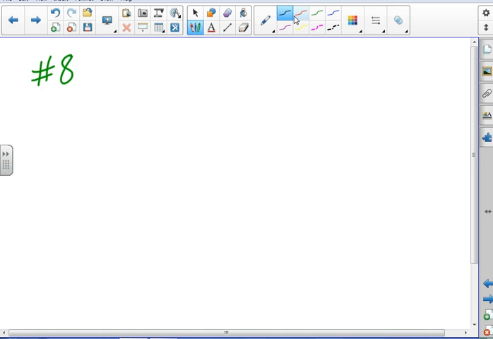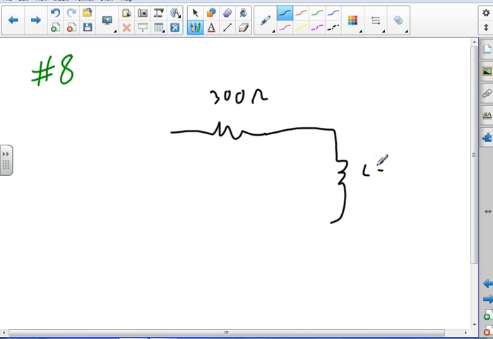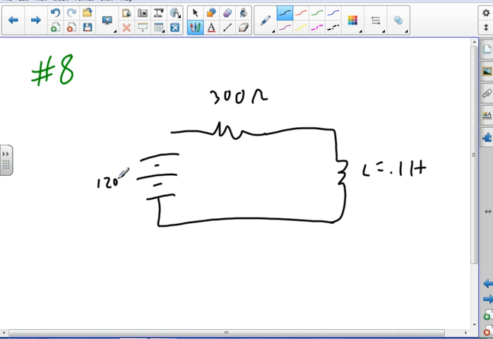Find the equation of the circuit of the current I. Okay, so I've got a resistor, 300 ohms. I have an inductor. You can tell the difference between the inductor and the resistor in my drawing very easily. And I have a voltage of 120 volts. Be nice to know which side was positive, wouldn't it? Initial condition, I at 0 is 0.